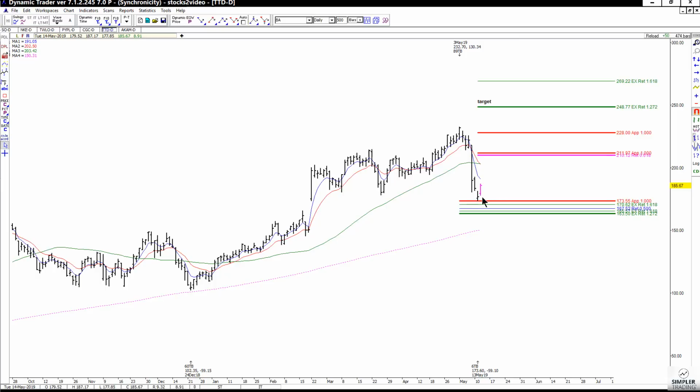So, you know, that's your setup. I'm wrong if it takes out that support. Okay, but if it works, then we're definitely looking for some higher prices.